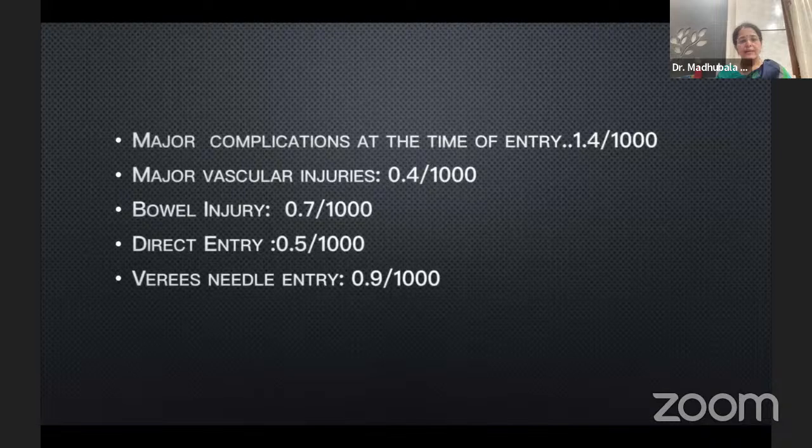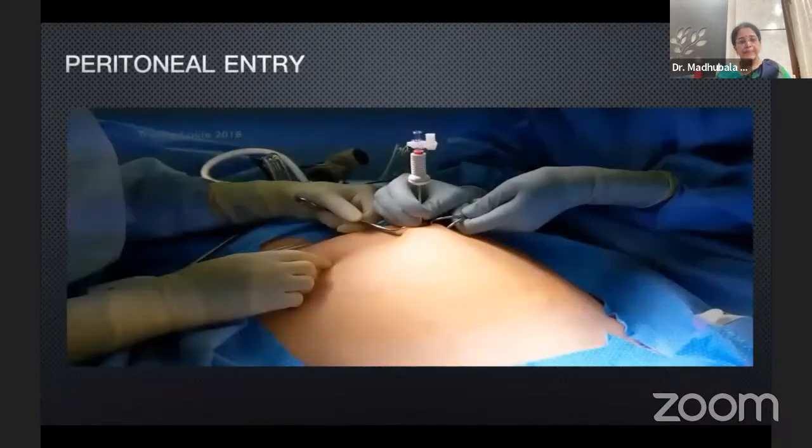Each and every patient should be individualized, and the usage of trocars is according to the surgeon's choice and comfort. The major complications at the time of entry would be roughly around 1.4 per 100,000 procedures, whereas major vascular injuries are 0.4 per 1,000, bowel injuries 0.7, and direct entry 0.5. Even with Veress needle entry, it is 0.9 per 1,000 because everything, as you said, is blind.